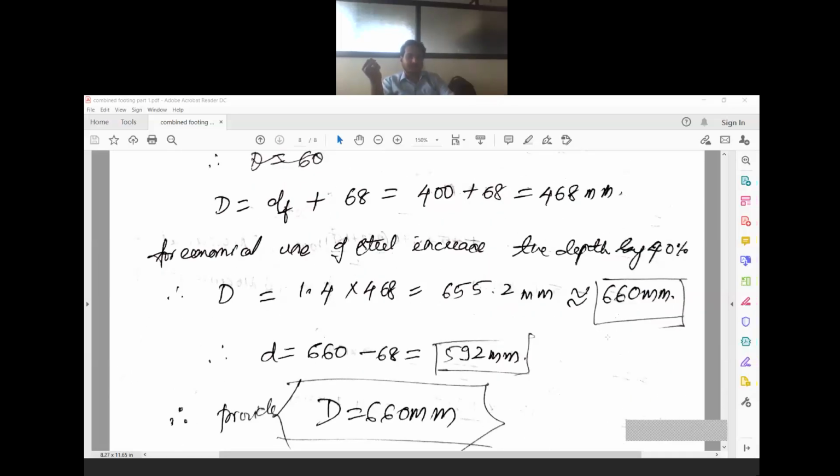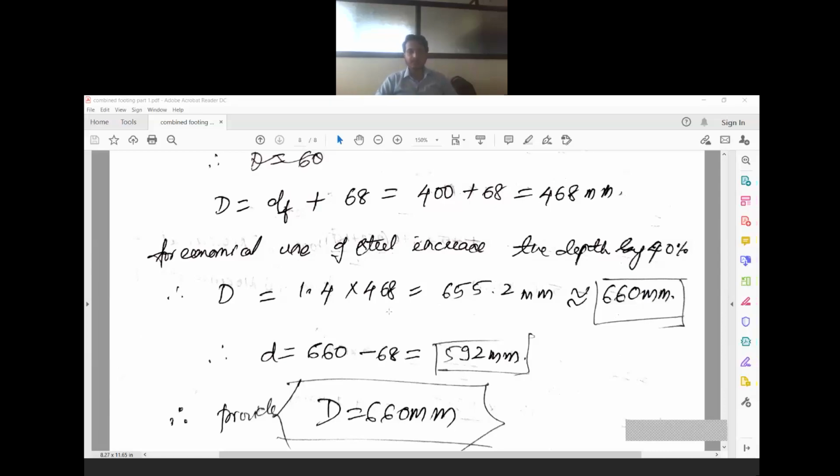According to design consideration, for economical use of steel, increase the depth by 40%. So we have to increase the depth of the foundation by 40%. That is D is equal to 1.4 into 468.